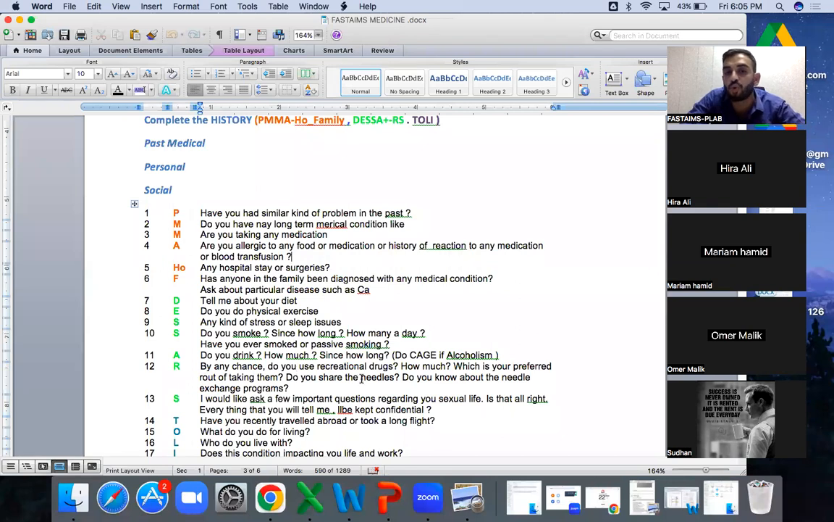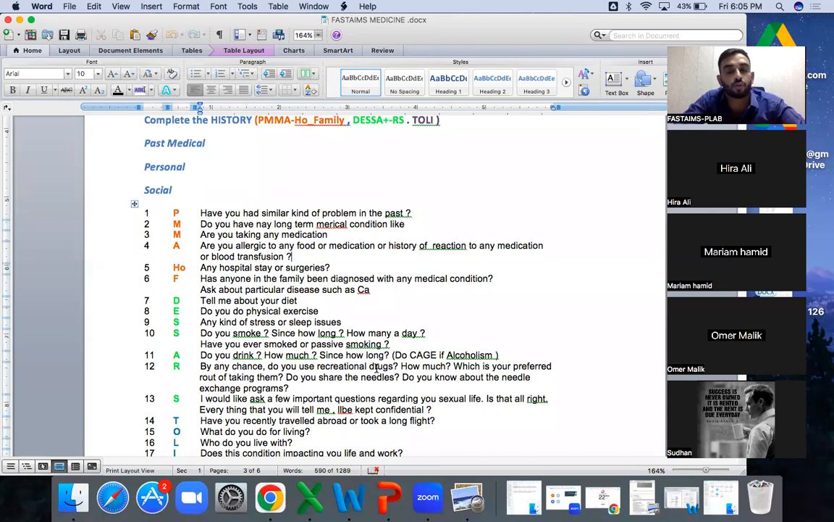By any chance, do you use recreational drugs? For example, there are cases where we cannot ask this question. A person is saying, okay, I drink socially. A 55-year-old saying, I drink socially sometimes when I am with my family. You need not ask, do you use recreational drugs, to a 55-year-old person who is sane.